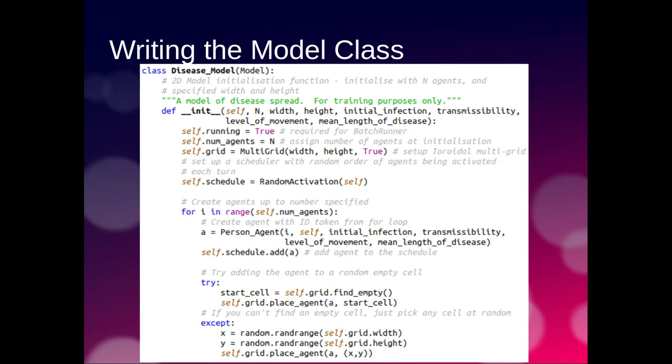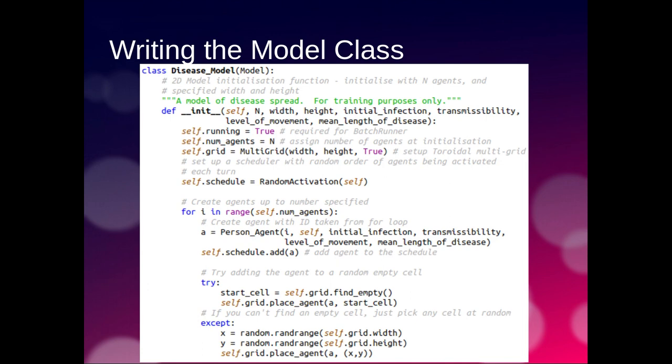But we're setting up our person agent with all the things that the person agent needs. These are the things we specified in the constructor that need to be passed into the person agent constructor. So we're going to set up a person agent. i is going to be our ID, that's the current counter in the loop. Then self, which is the model. Remember, if you look at your person agent constructor, you'll see that the model was the second thing we had to pass in. In this case, we're in the model, so that's self that is being passed into the agent. And then all of the things we talked about: the initial infection, transmissibility, level of movement, mean length of disease, etc.